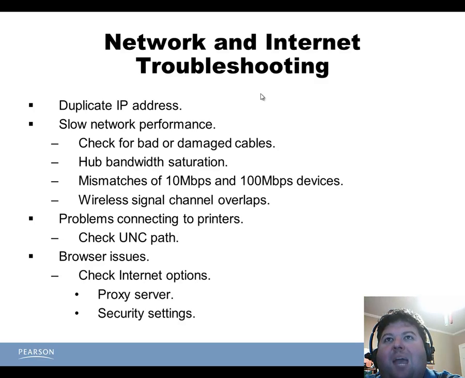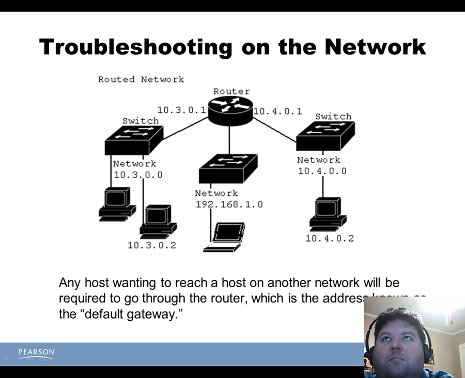So trouble that does happen on a network: if IP addresses are manually assigned, you might have a duplicate IP address. If the network is slow, check for bad cables. If there's a hub, take that hub out and put a switch in its place. If it's wireless, maybe change the channel on the wireless. Maybe your neighbors are using the same one. Problem connecting to printers, check the UNC path. For browsers, check the internet options, the security settings, and the proxy server settings. Also check the default gateway. Make sure a good default gateway is set.